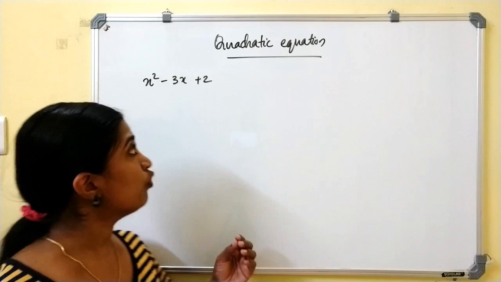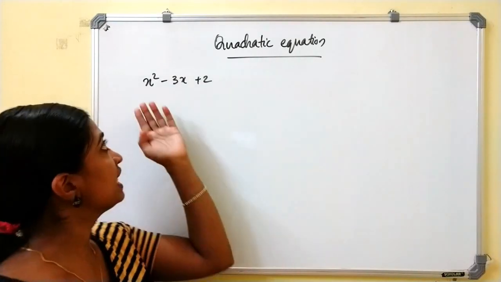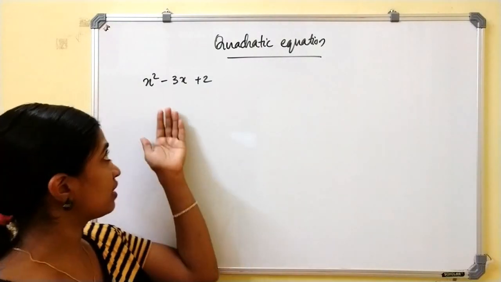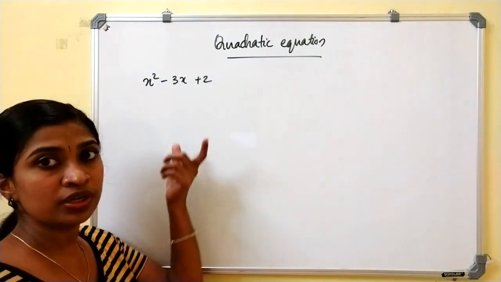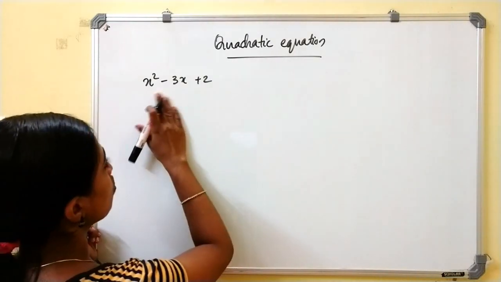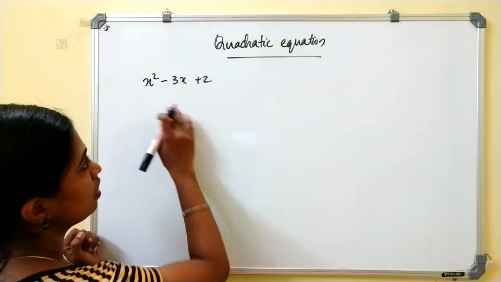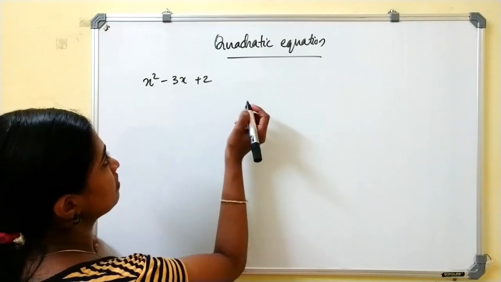Now let us learn how to factorize a quadratic equation. That is, a polynomial having degree 2 is called a quadratic equation. And now let us learn how to factorize this and also how to find the zeros or roots of the quadratic equation. So, we are given a question, x square minus 3x plus 2. We have to factorize this. For that, we are taking the middle term.